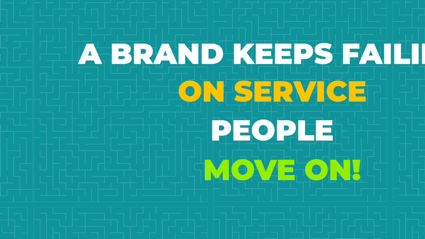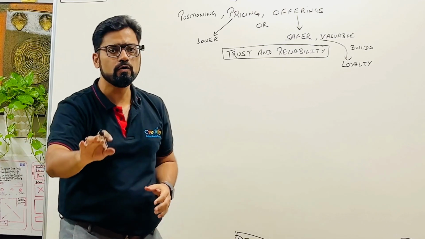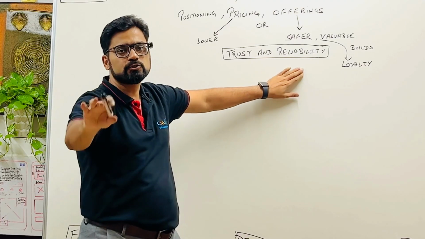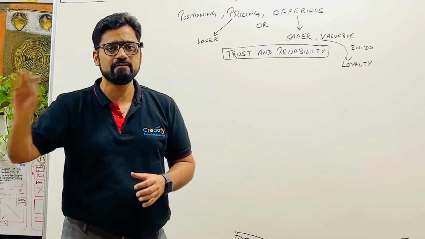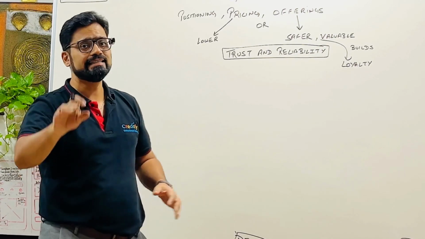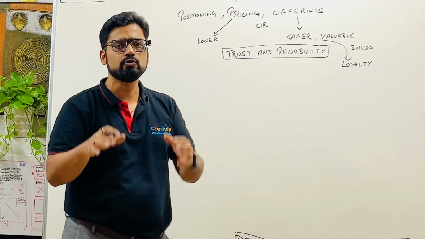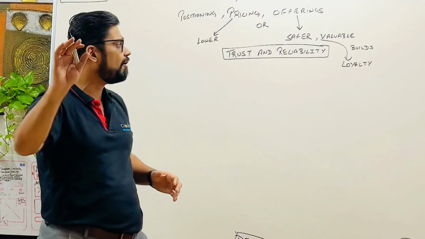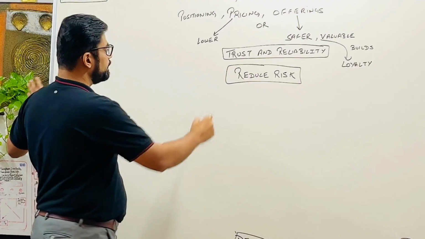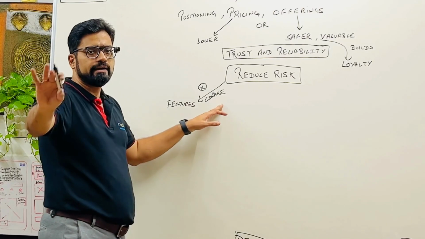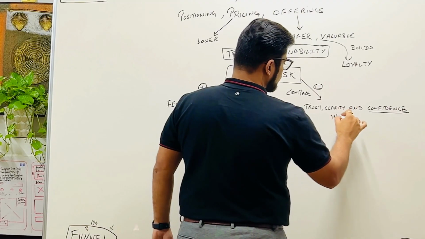Of course, if a brand keeps failing on service, people move on. And when you are known for reliability, customers are naturally more forgiving. That same principle applies everywhere. People buy from brands that they feel safe investing in. So when you look at competitors, don't just study their pricing, study how they reduce risk. Customers don't only compare features, they compare trust, clarity, and confidence in the results that you are giving them.